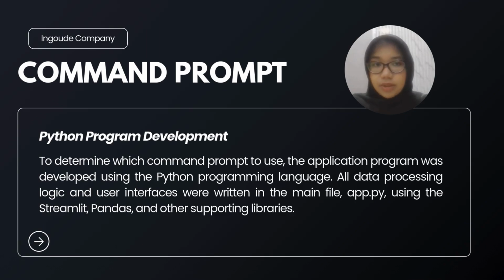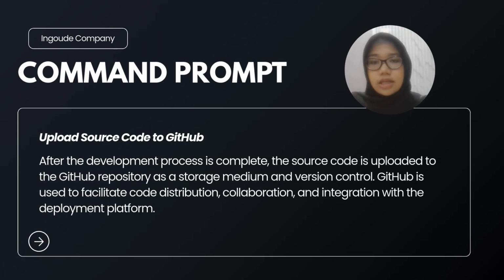other supporting libraries. Second, we upload the source code to GitHub. After the development process is complete, the source code is uploaded to GitHub as a storage medium and for version control. GitHub is used to facilitate code distribution, collaboration, and integration with the deployment platform.